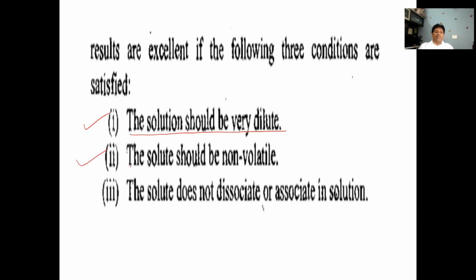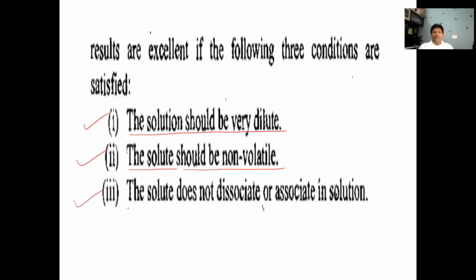And the second condition is that the solute should be non-volatile. If the solute added to the volatile solvent is non-volatile in nature, then the colligative properties can be applied to the dilute solutions. So the first condition is that the solution under study should be very dilute. The second is that the solute should be non-volatile. Then only the gram molecular weight of solute can be easily determined.